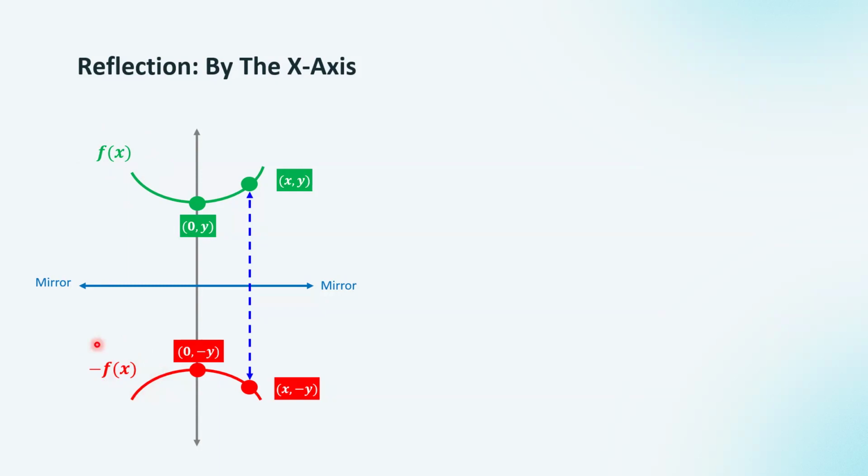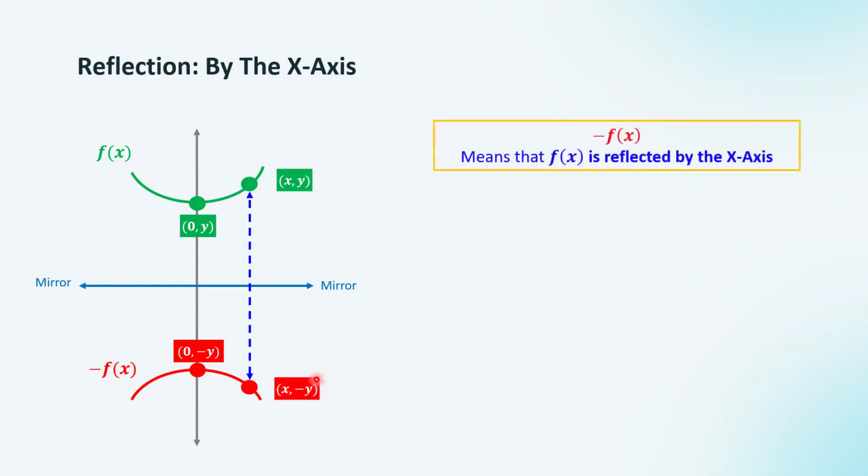As you can see, the original function is f of x, and the transformed function is minus f of x. And this is logical because, for every x value, you just mirror the y value. And when you mirror the y value, you get the negative of it. You get the opposite of it. Okay? So that means minus f of x means that f of x is reflected by the x-axis.